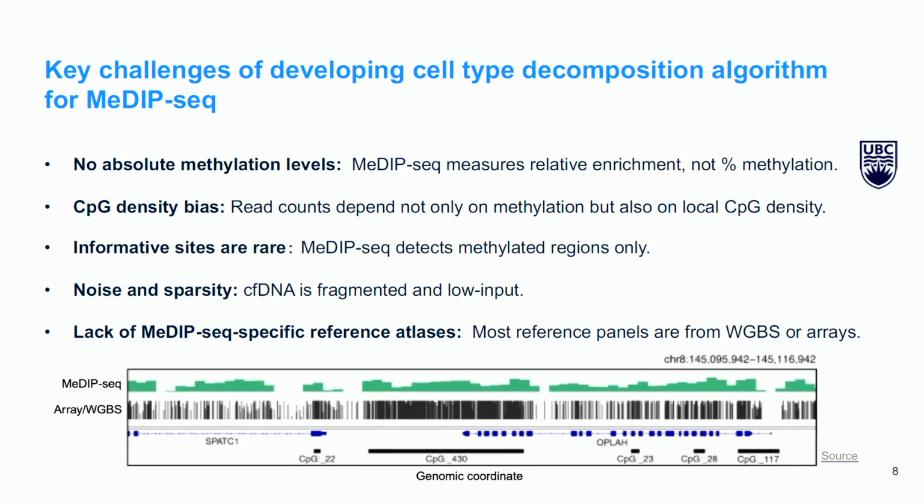And last but not least, we don't have any MeDIP-seq specific reference atlases. For most of the previous algorithms developed for cell type deconvolution, for arrays they have array atlases, and from WGBS they have WGBS reference panels. But we don't have that, so we're just going to use the panels from the WGBS or arrays, which makes this development more challenging.